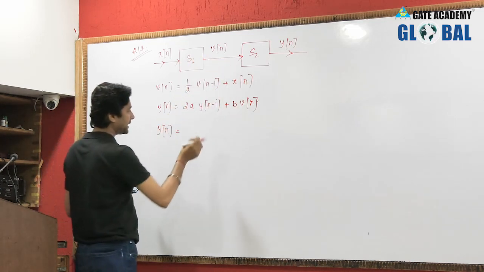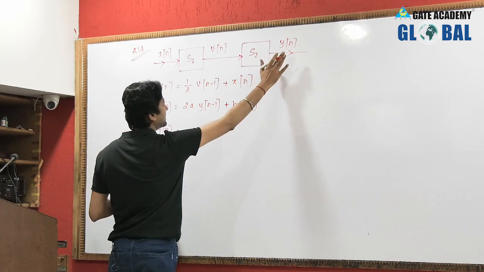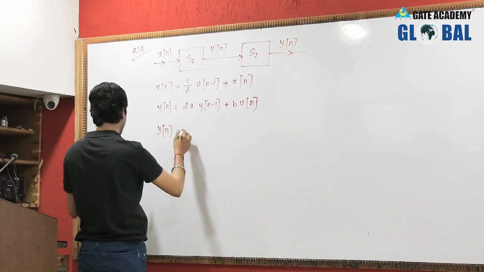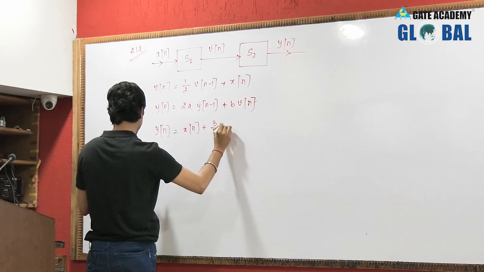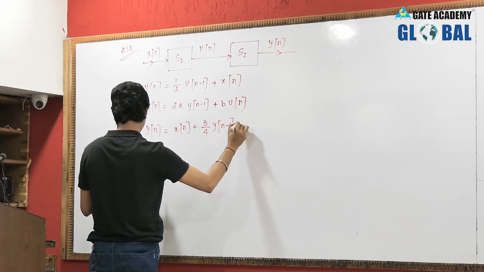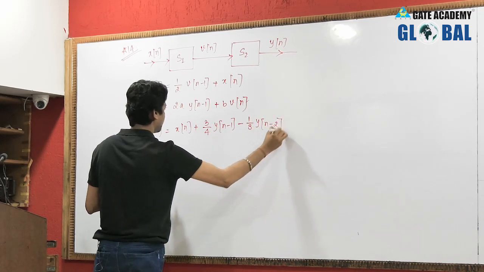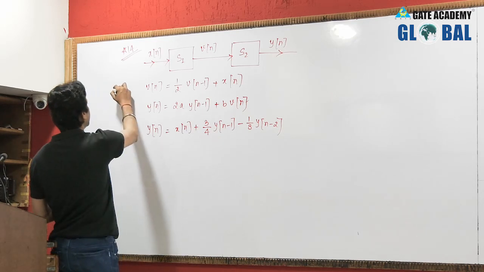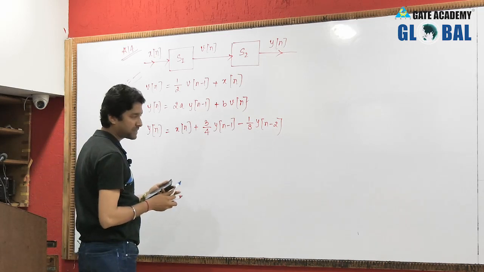For the time being, we are not going to discuss that concept, but it is given that a difference equation that relates final output to the actual input is y of n equals x of n plus 3 by 4 y of n minus 1 minus 1 by 8 y of n minus 2. Then we have to find out the value of a plus b. We already have 4 options given.